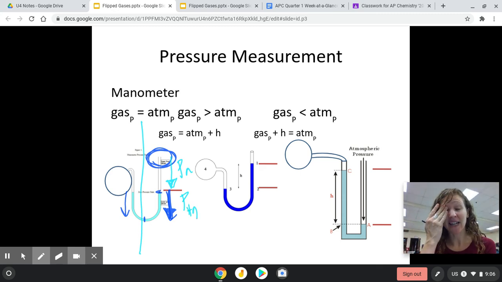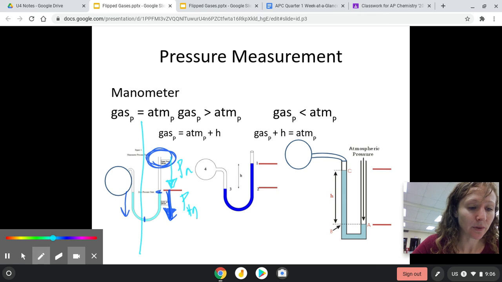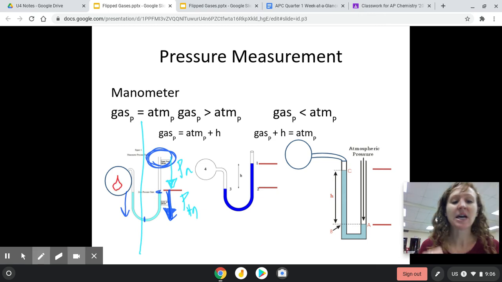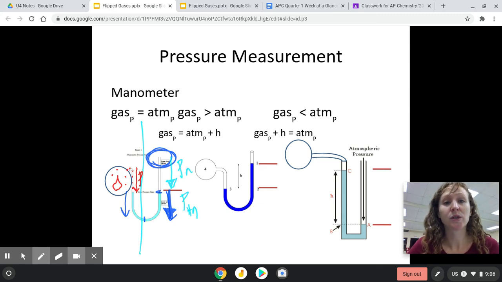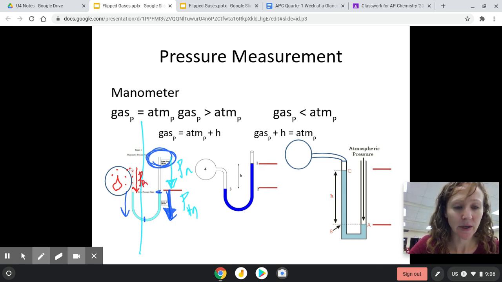On the other side, it's not open to the atmospheric pressure. It's open to a bulb. And inside that bulb is where we can get a little chemical reaction to take place. And if that chemical reaction produces gas, then that gas is going to find its way into this tube and it's going to push down. So we have pressure caused by gas that we have produced in a reaction. So I'm going to say pressure of the reaction.